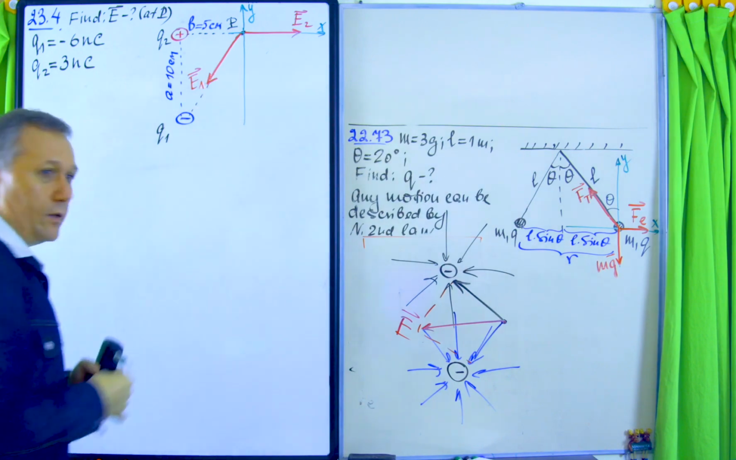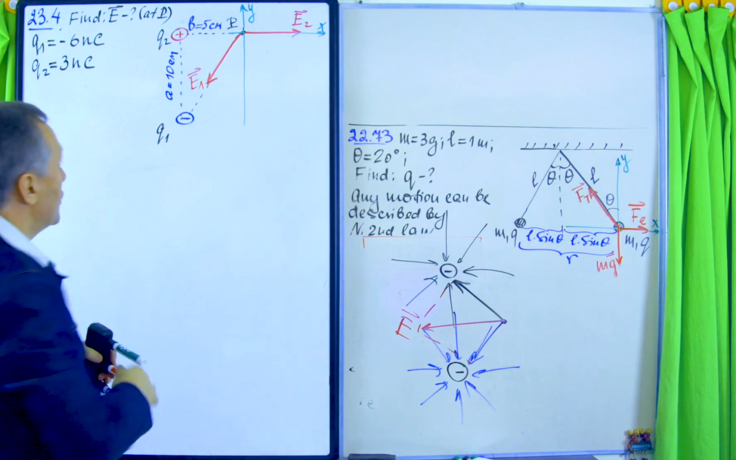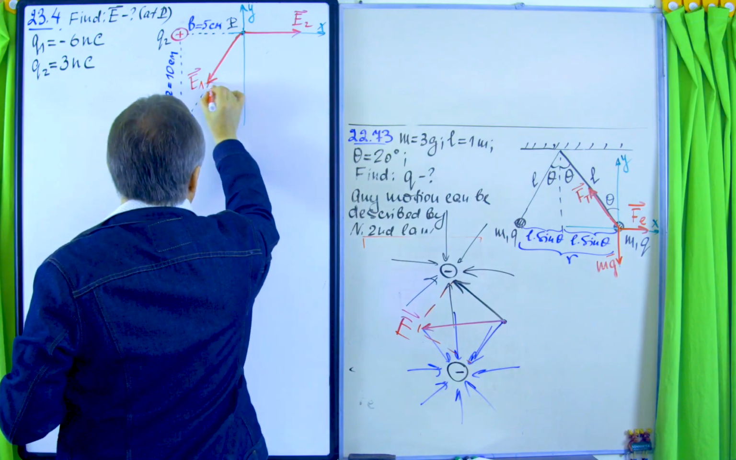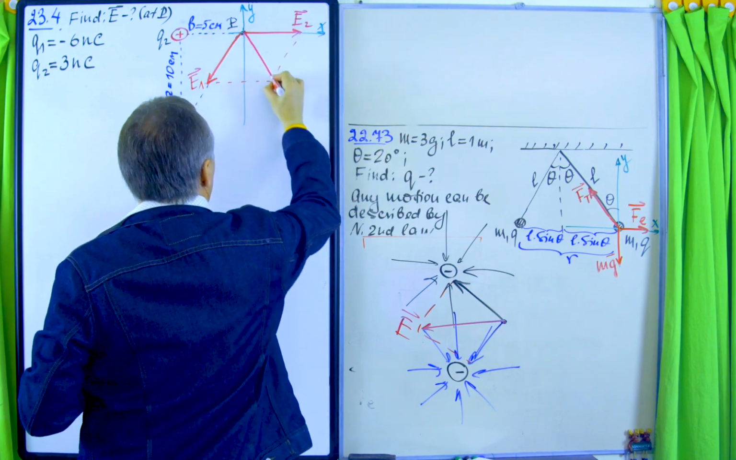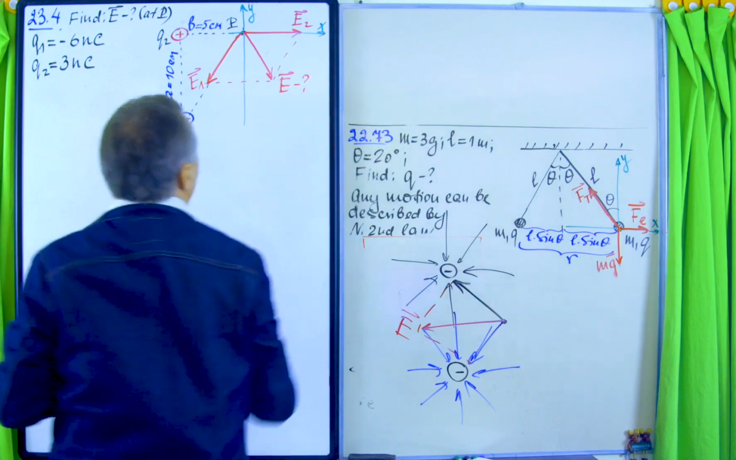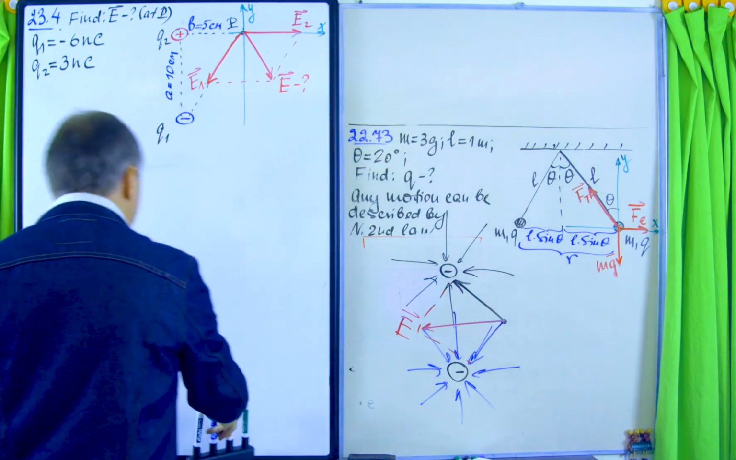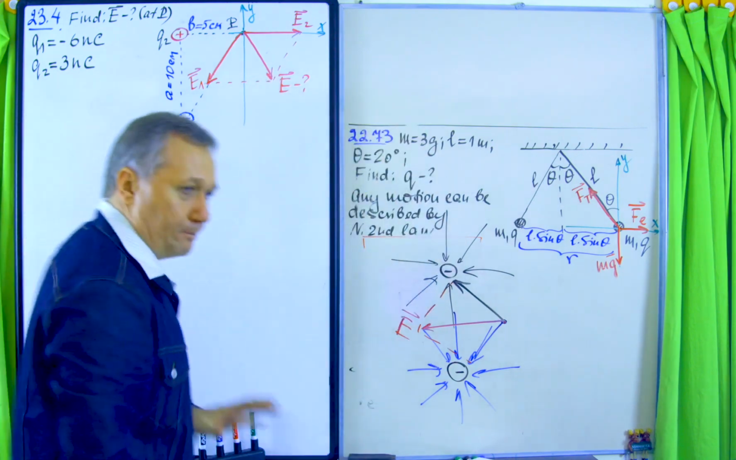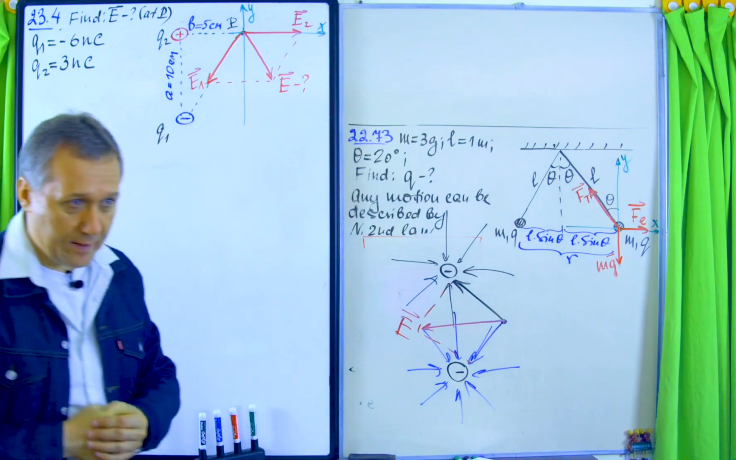Right. Okay, and now the principle of superposition. We just need to add these two vectors as vectors. And this will be our net electric field, which needs to be found. Okay, so now, yeah, the picture is complete. Pretty much everything that we need to know from the picture is there.